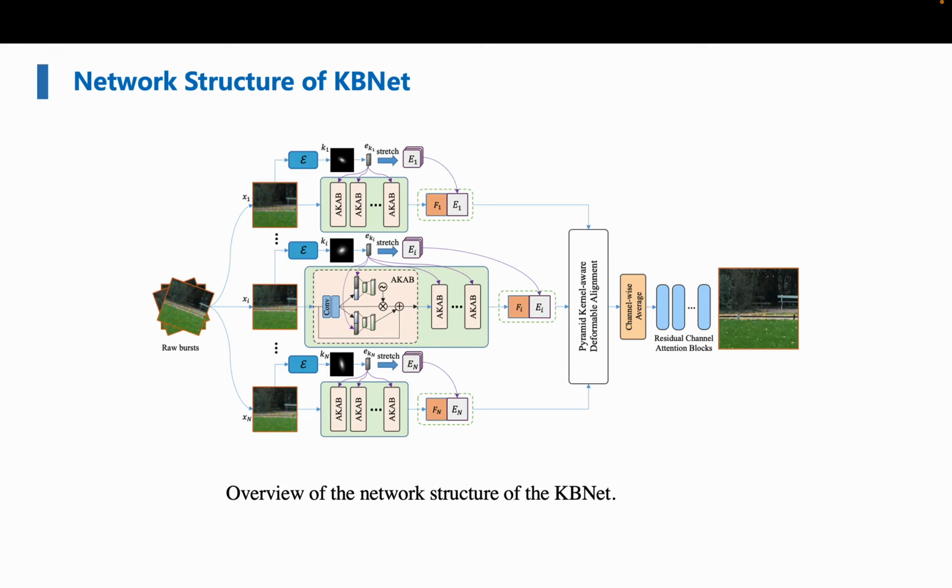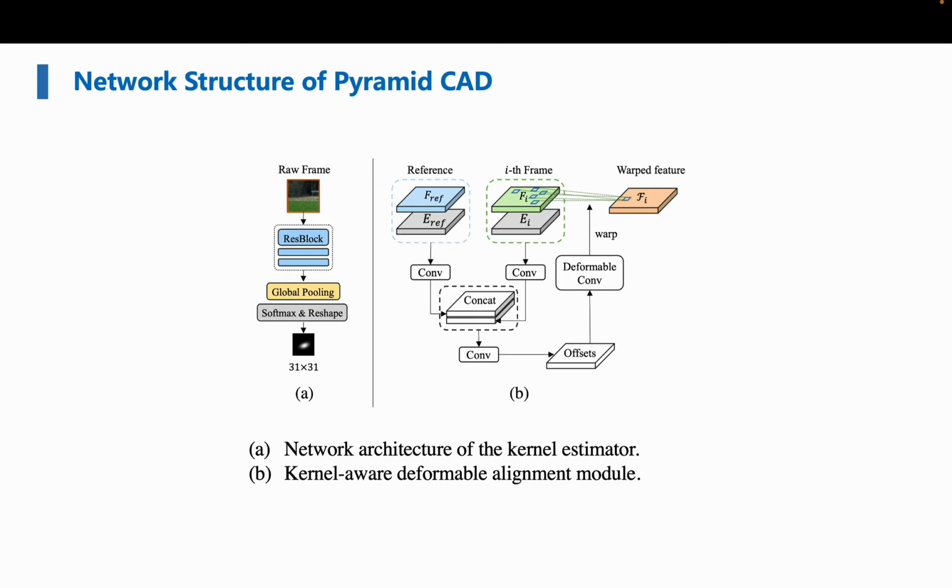This is the overview of the proposed KBNet. It inputs a set of raw burst images. The estimated blur kernels are sent to the restoration network to obtain the final HR image. We use adaptive kernel-aware blocks, AKBs, and the pyramid kernel-aware deformable alignment module, pyramid KAD, to extract clean features and align frames. Figure A shows the network architecture of the kernel estimator, and Figure B shows the kernel-aware deformable alignment module.